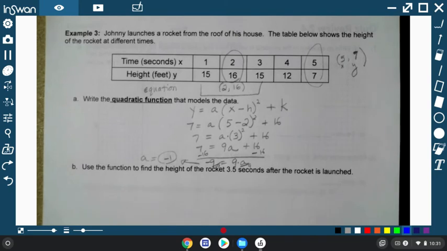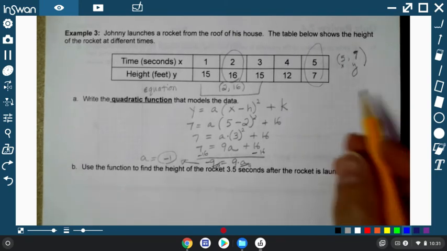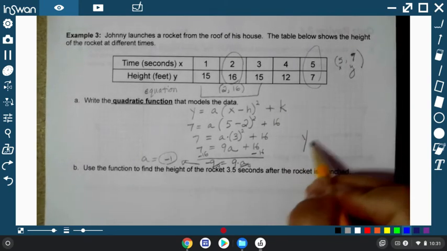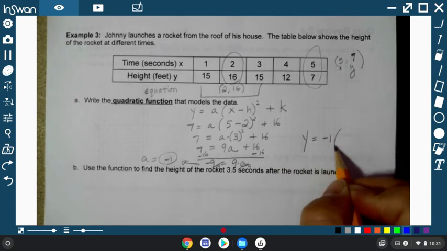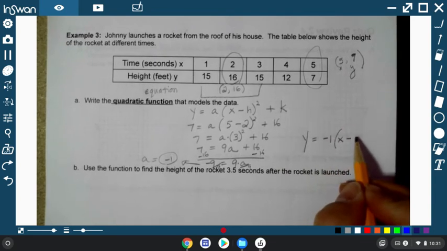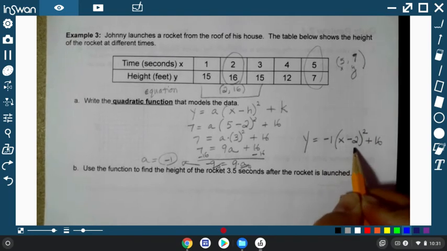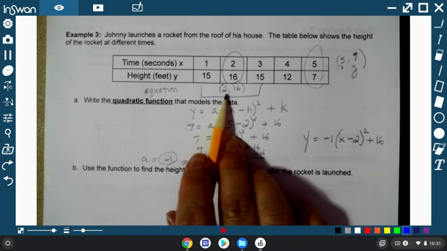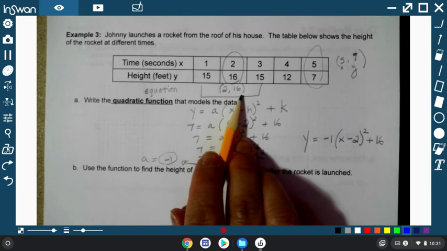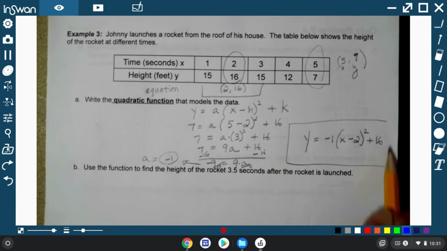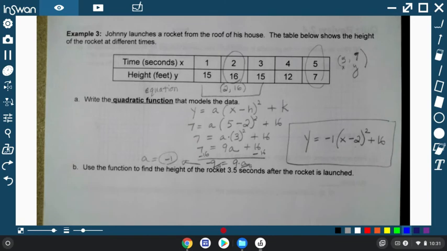All right, but please complete the problem by writing your whole equation. So y equals, a goes in the front, negative 1 times x minus 2 squared plus 16. Again, that was where 2 and 16 was my vertex. All right, so here's my equation that models this rocket. And I didn't even read the question, sorry.